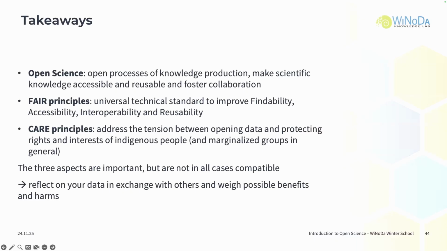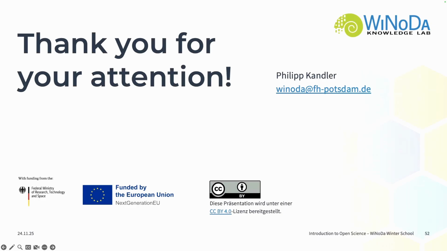There is no hierarchical order. They are complementary, but as you see, they are not in all cases compatible, and the three perspectives can help you to weigh the possible benefits and harms for those involved during the research cycle. And if there is a tension, that's really a call to reflect on your data and also to discuss the intended uses and discuss the issues in exchange with others. These are three perspectives on research data that can help you to not only improve your research, but also to include ethical and, to an extent, legal issues when working with your data. And with this, I would like to thank you for your attention.